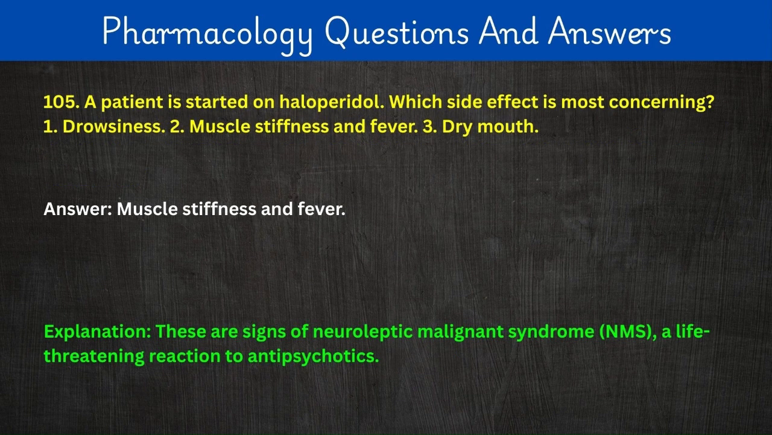105. A patient is started on haloperidol. Which side effect is most concerning? 1. Drowsiness. 2. Muscle stiffness and fever. 3. Dry mouth. Answer: muscle stiffness and fever. Explanation: these are signs of neuroleptic malignant syndrome, NMS, a life-threatening reaction to antipsychotics.